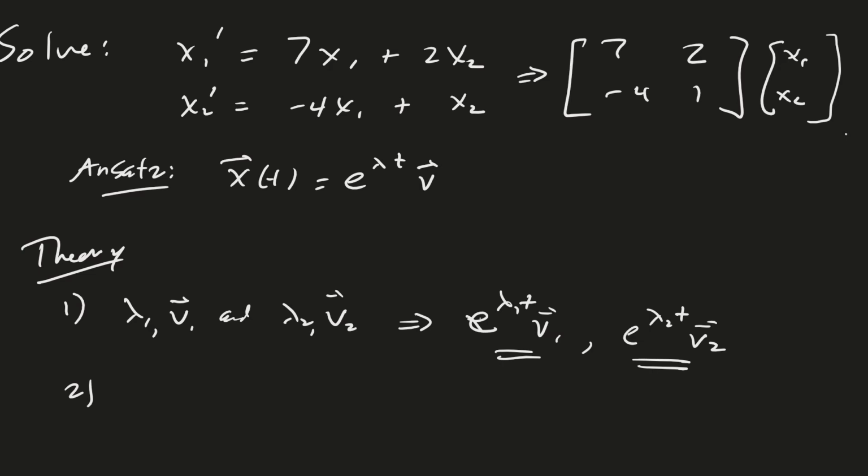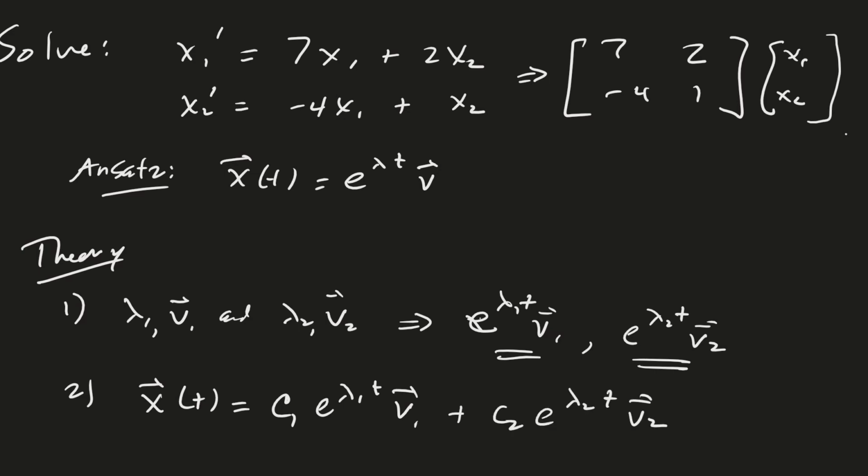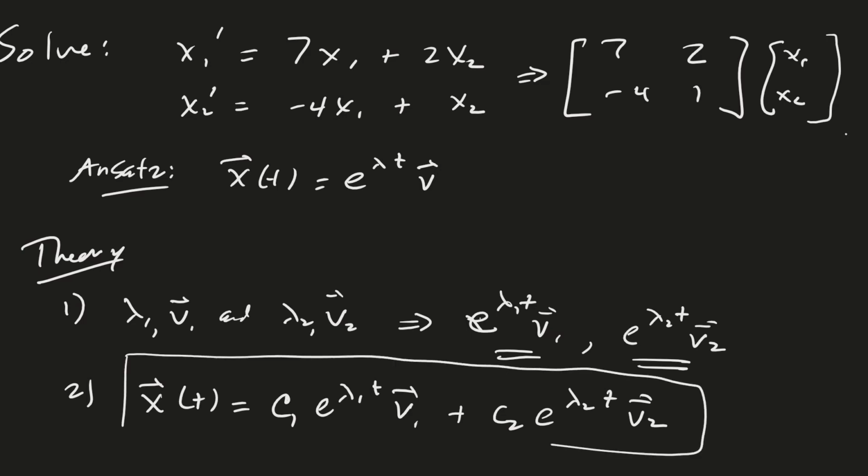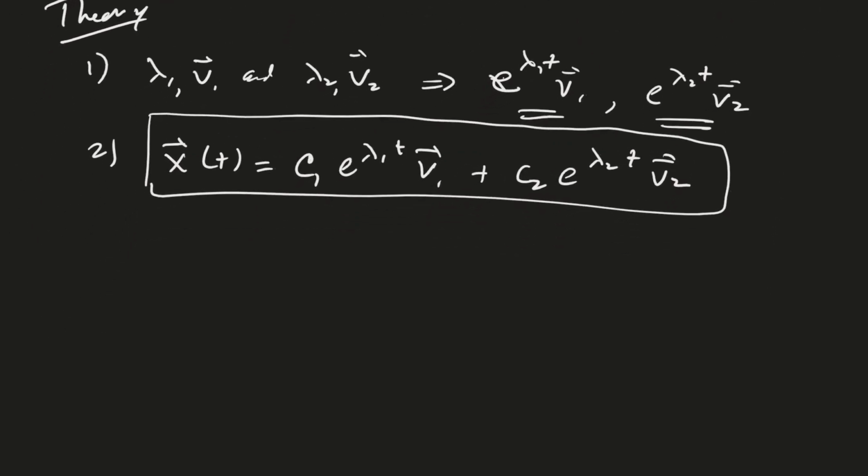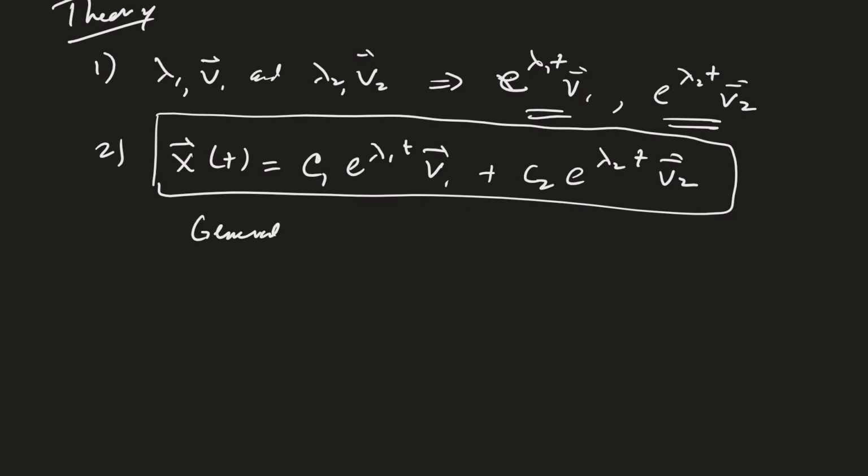Number 2: to get a general solution, I can take a combination of those two. That's c1 times e to the λ1 t v1 plus c2 e to the λ2 t v2. This is going to be my general solution. Is this sounding familiar, like chapter 3? In chapter 3 we had an almost identical situation, except that we didn't have the vectors v1 and v2. This is going to be a general solution if λ1 is not equal to λ2.